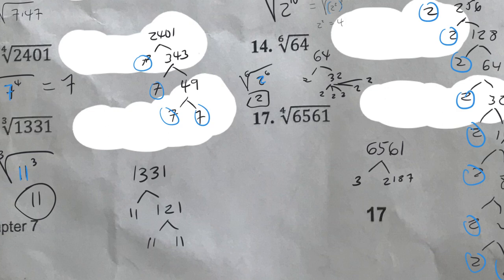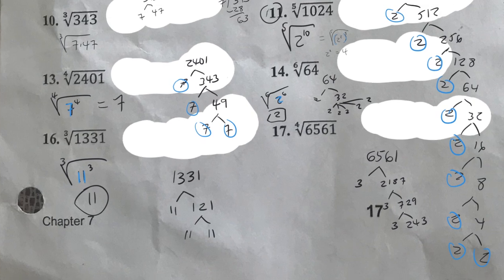2,187. Okay. Now, is that divisible by 3? Let's see. 2 plus 1 is 3, plus 8 is 11, plus 7. Yeah, so that's divisible by 3 as well. And that's going to be 7, 2, 9. Is that divisible by 3? 7 plus 2 is 9. Yeah, so that's divisible by 3 as well. So that's going to be 2, 4, 3.